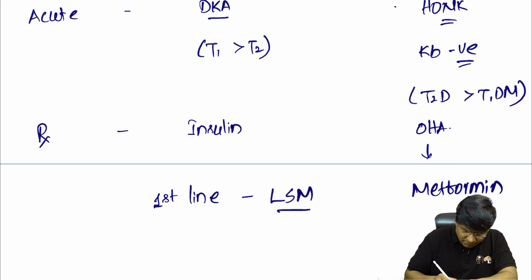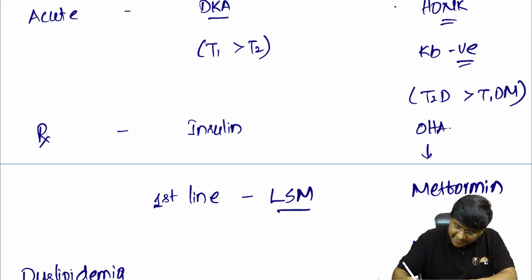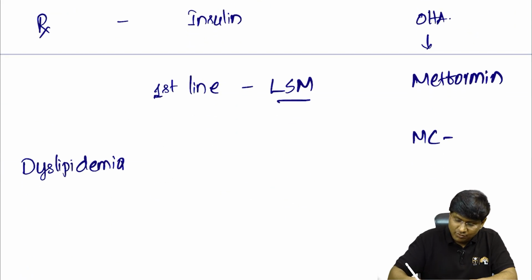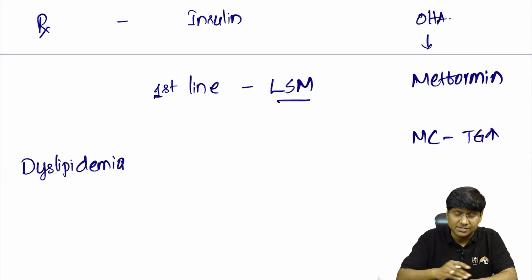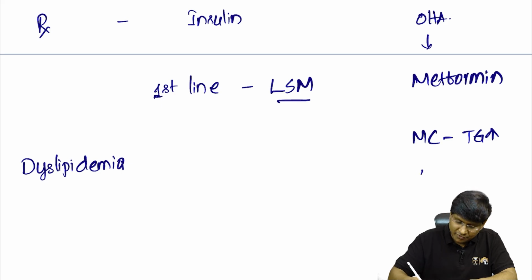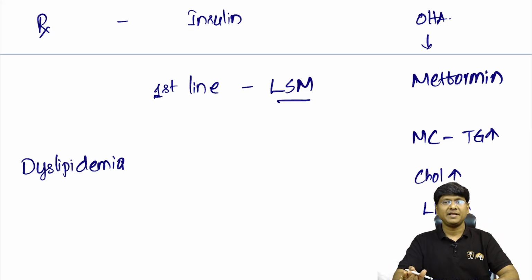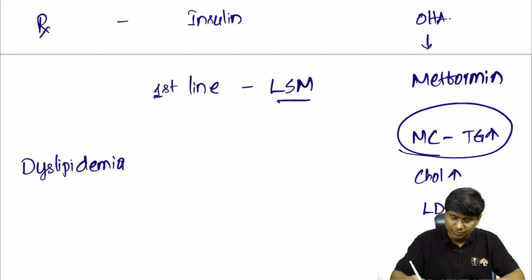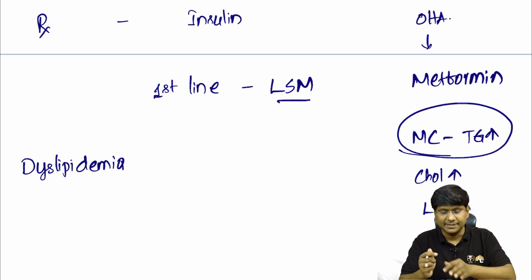And a very important complication is dyslipidemia. So dyslipidemias are more common in type 2 rather than type 1. And the most common form of dyslipidemia is hypertriglyceridemia. Then followed by that, the cholesterol levels will be increased, the LDL level will be increased, VLDL level will be increased, and HDL level will be decreased. So this will be the dyslipidemia in case of type 2 diabetes mellitus, but the most common will be hypertriglyceridemia. So these are some of the differences between type 1 and type 2.